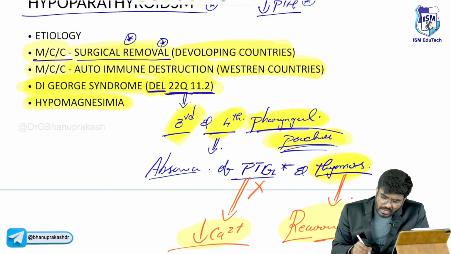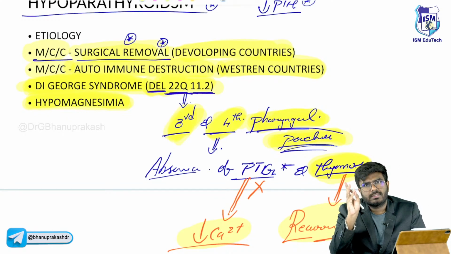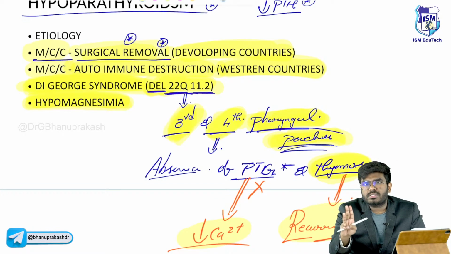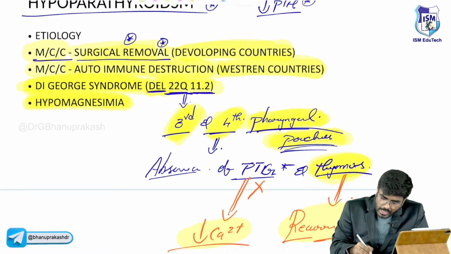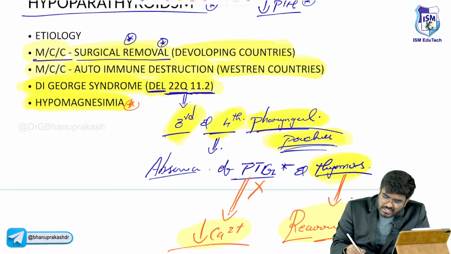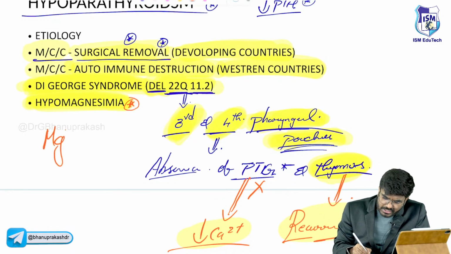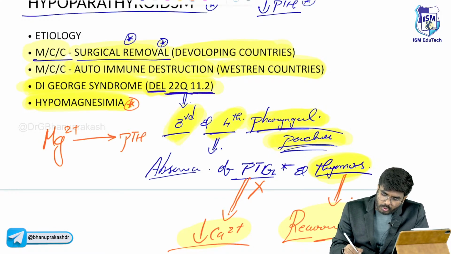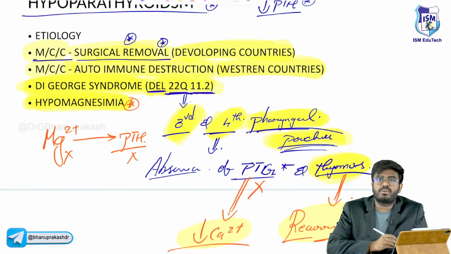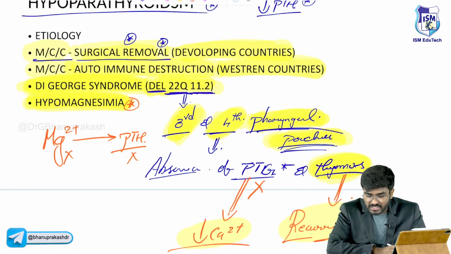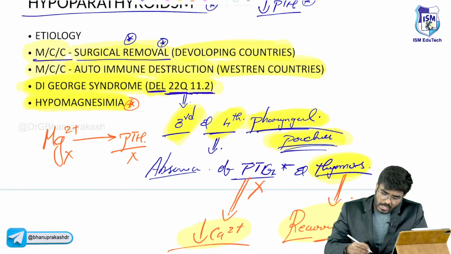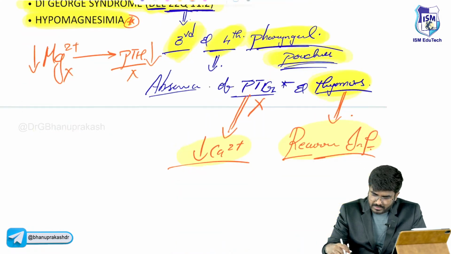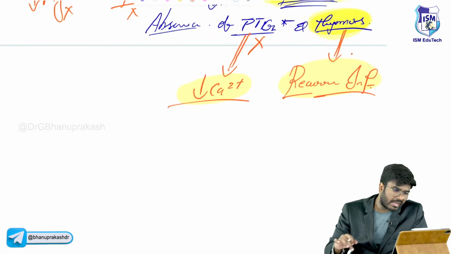And hypomagnesemia. What are the other causes of hypoparathyroidism? One cause, surgical damage. Second cause, autoimmune destruction. Third cause, DiGeorge syndrome. Fourth cause, hypomagnesemia. Magnesium is very important for the production of parathyroid hormone. If magnesium is not there, parathyroid hormone is not there. Simple as that. Hypomagnesemia, hypoparathyroidism. Okay, four causes I have explained to you.